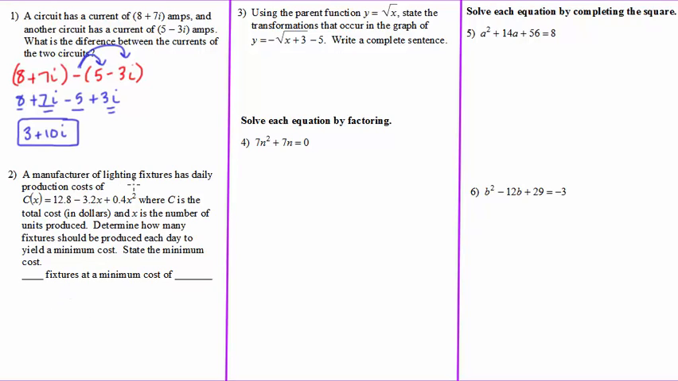Number 2, a manufacturer of lighting fixtures has daily production costs of C of x equals this stuff, where C is the total cost in dollars, and x is the number of units produced. Determine how many fixtures should be produced each day to yield a minimum cost. State the minimum cost.